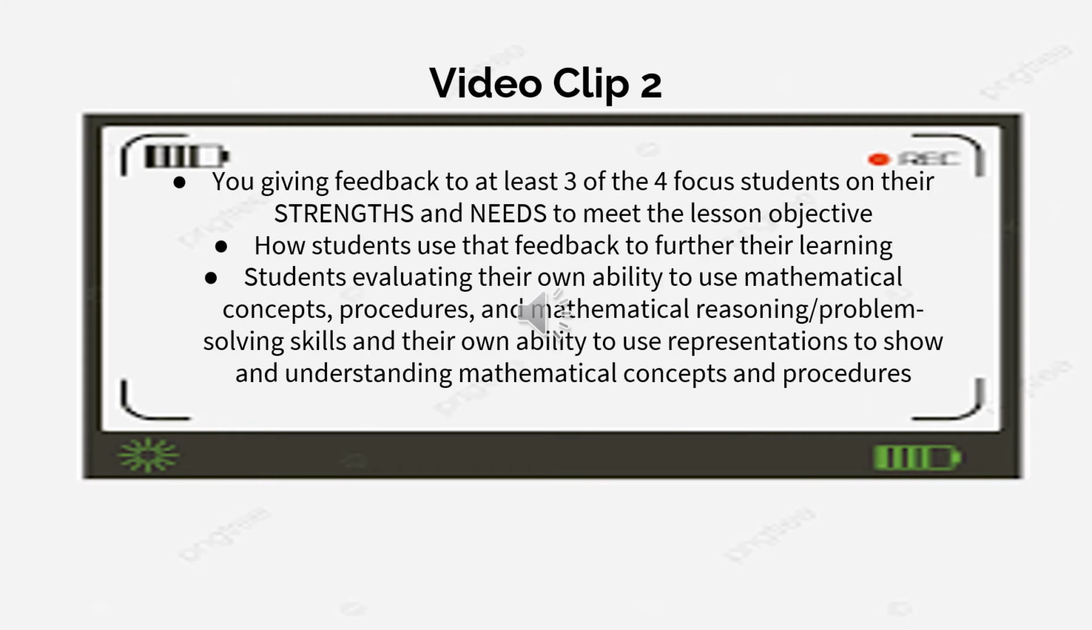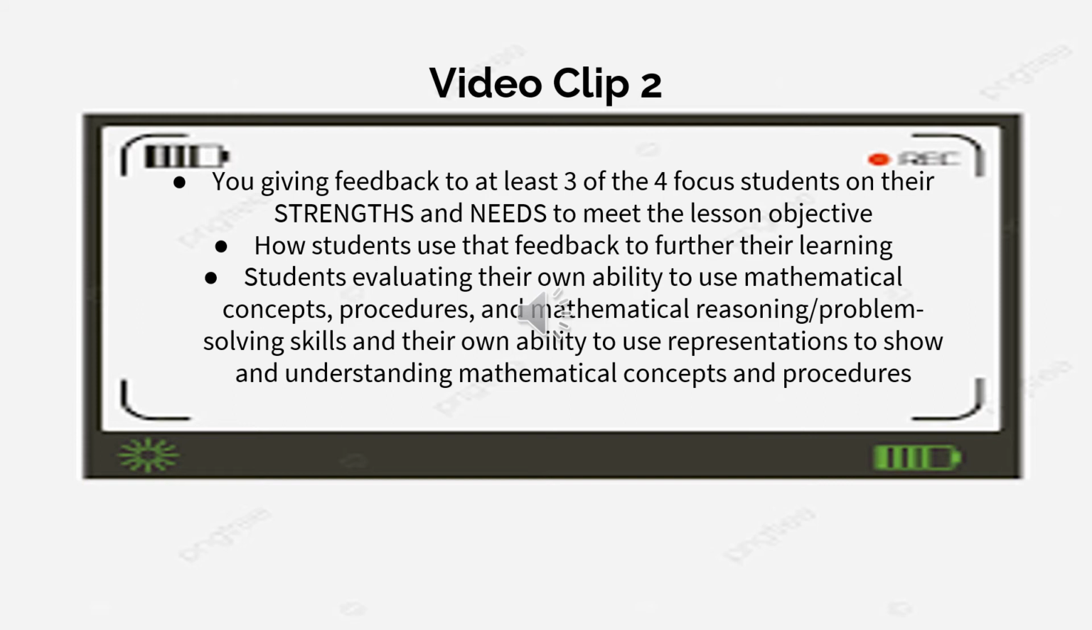In your second clip, you need to show 3 different things. The first thing is you need to show giving feedback to at least 3 of your 4 focus students, and this feedback needs to be specific. It needs to address their strengths and their needs in this lesson as they pertain to the objective. So you want to make sure that all of the feedback that you give them on their strengths and needs is related to the lesson objective and what you're looking for.